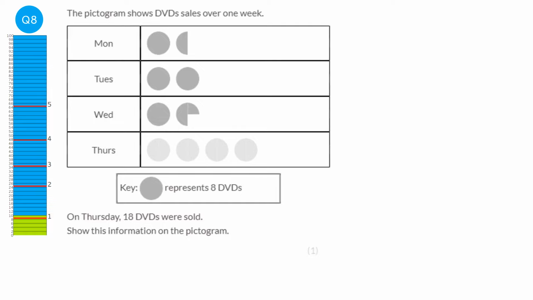So the key says that a circle represents 8 DVDs, and we're told that on Thursday there are 18 DVDs. So we need to rewrite 18 in kind of lots of 8. So that would be an 8 plus 8, which is 16, plus a 2. So we know it will be 2 full circles. So let's get those 2 full circles in. And that will represent 16.